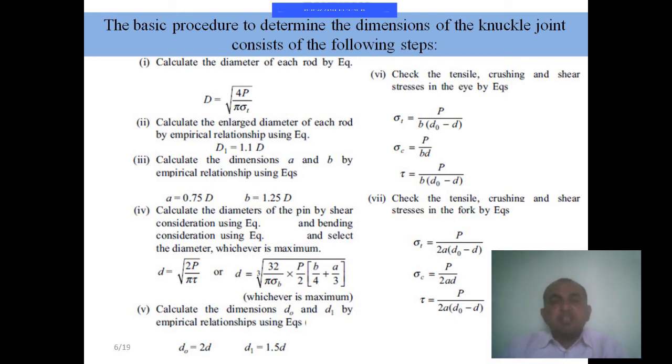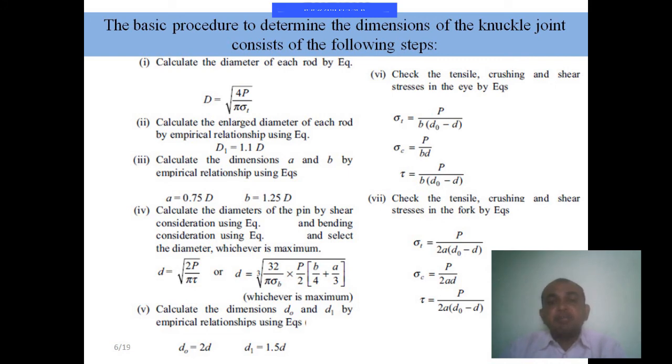Initial stresses you can find out based on the material property and the factor of safety given. These are the maximum permissible stresses present in the materials. So you can find out the stresses, and if the calculated stresses are greater than the permissible stresses, then you can say this dimension is unsafe. If the stresses are less than the permissible stresses, then you can say this dimension is safe. By using that you can find out the tensile stresses in the eye.